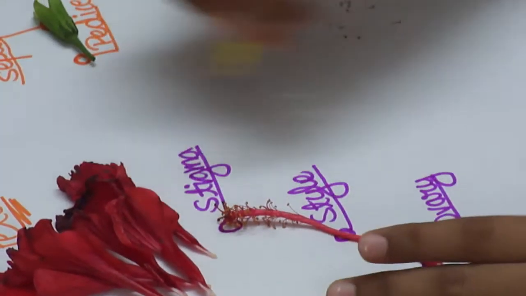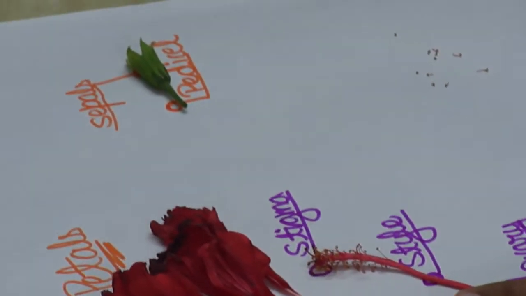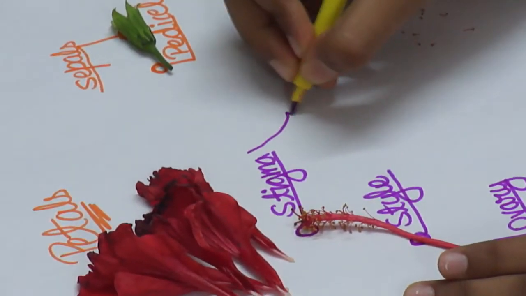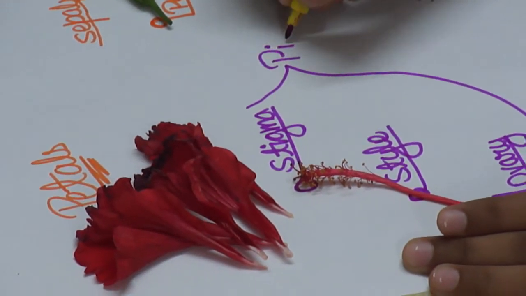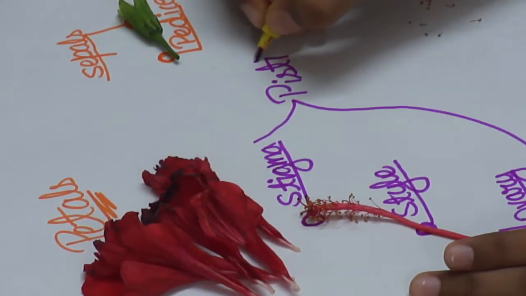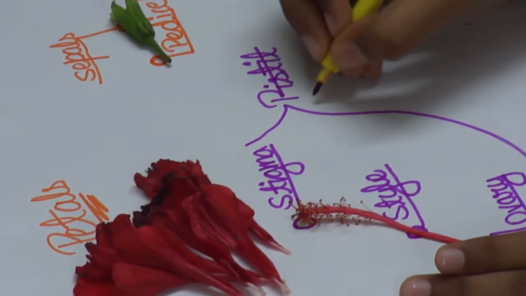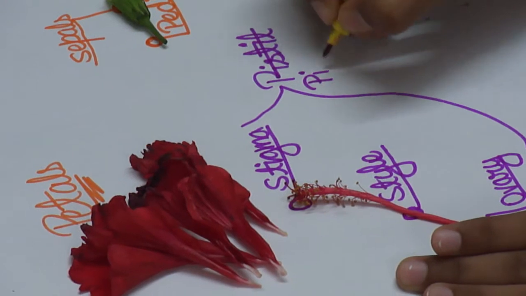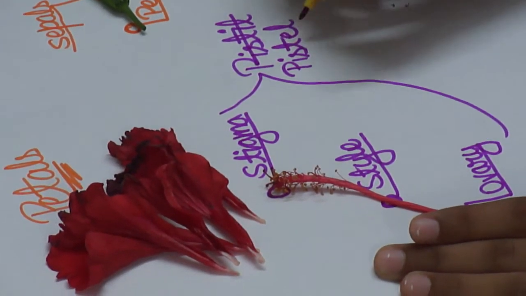Now this whorl, do you know? This whorl is known as the pistil. Pistil, sorry, I had written the spelling wrong. Pistil.